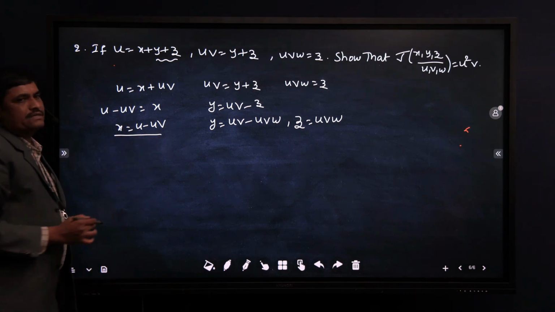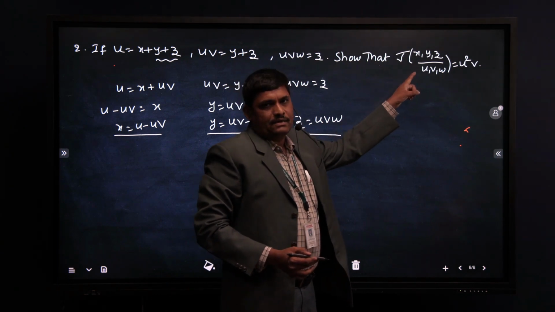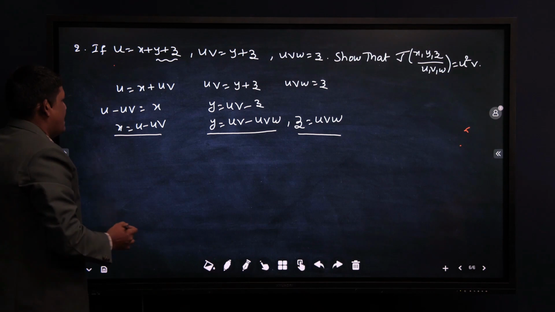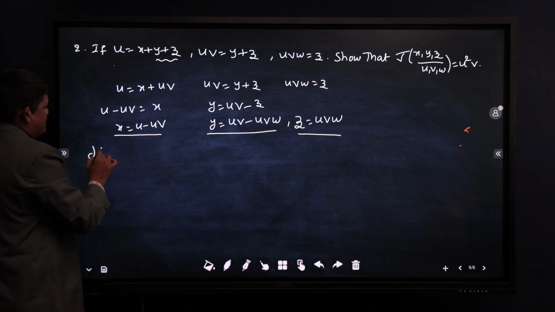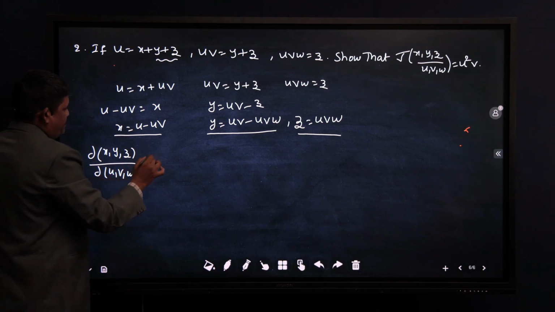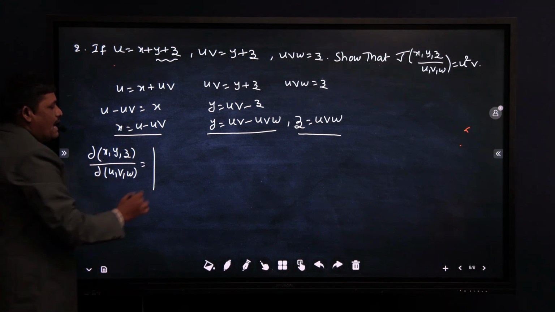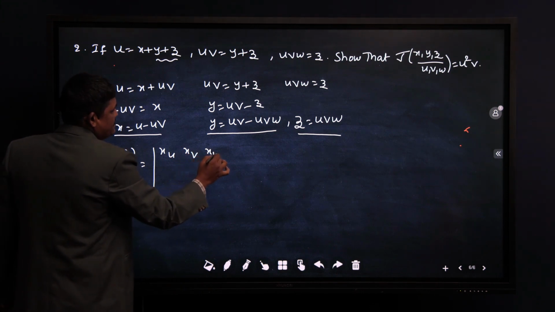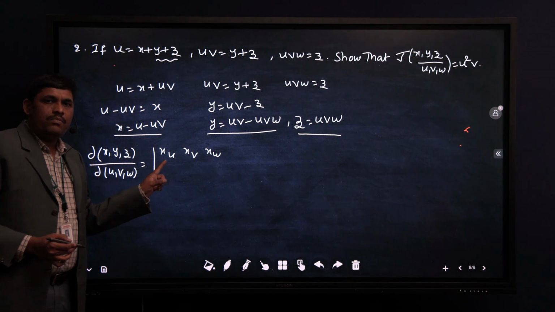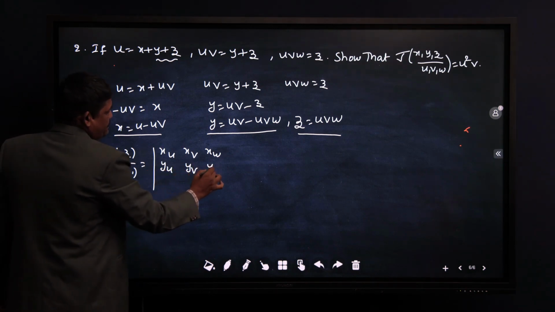Now I converted x as a function of uvw, y as a function of uvw, z as a function of uvw. Due to this requirement, x must be a function of uvw, y must be a function of uvw, and z must be a function of uvw. Let's make the formula. Dou xyz by dou uvw. This I am making with the suffix, like x with respect to u, v, w. Instead of writing dou x by dou u, I am writing xu, xv, xw. It indicates x with respect to u, the suffix u, it is x with respect to u partially, x with respect to v partially, x with respect to w partially. Similarly, y and z.